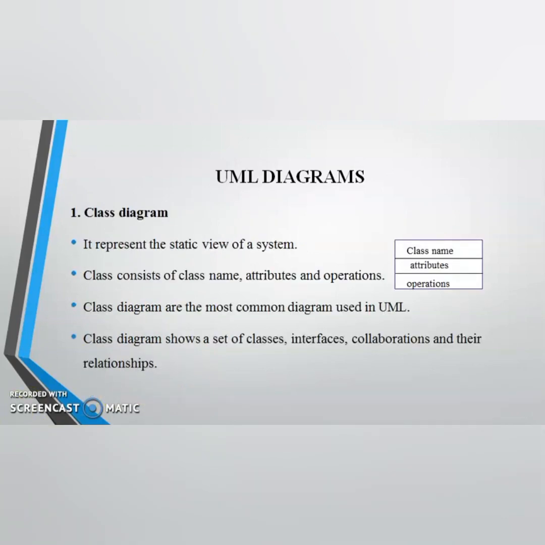The first diagram in structural is class diagram. It represents the static view of a system. Second, it consists of class name, attributes and operations. This is the diagrammatic representation. It contains class name, attributes and operations. And the third point is that the most common diagram used in UML is the class diagram. The last point, it shows a set of classes, interfaces, collaborations and their relationships.